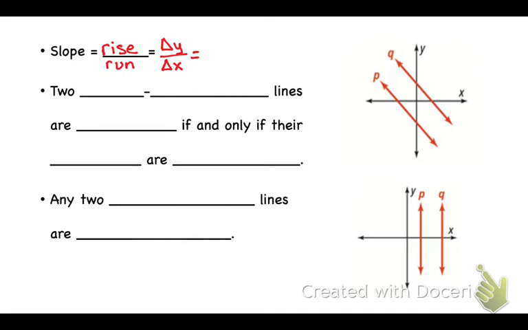How do I calculate slope? Rise over run. Yes. How about y2 minus y1 over x2 minus x1? Yeah. Okay, so that's the slope equation.